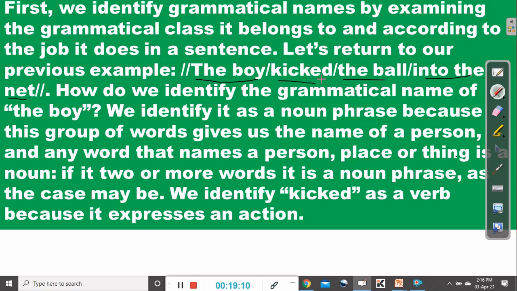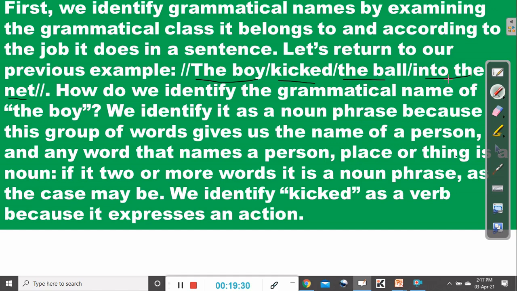And when we say the boy kicked the dash into the net, of course the question here will be, kicked what into the net? Was it a stone or a ball that he kicked into the net? And the answer is the ball. That is a noun phrase.